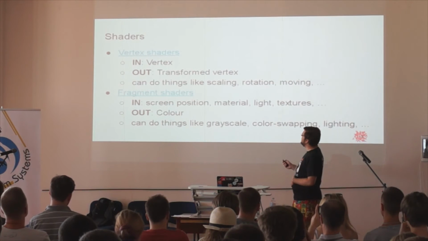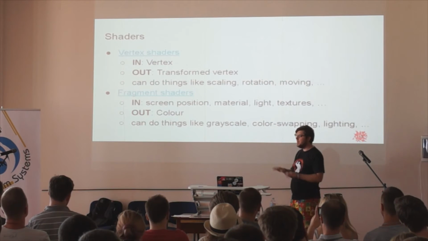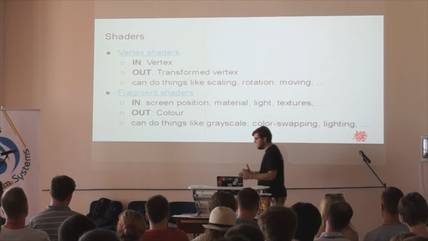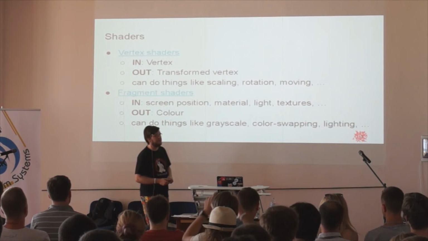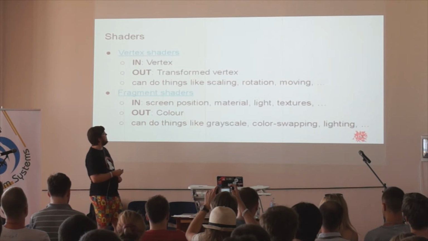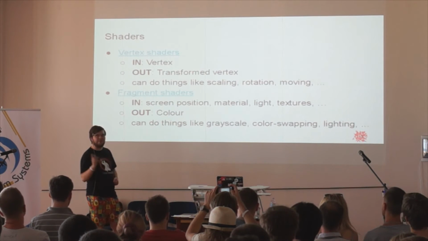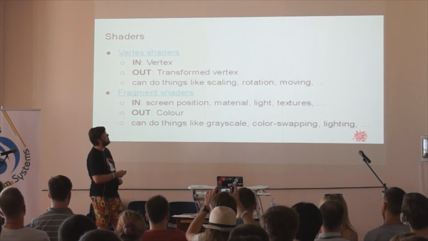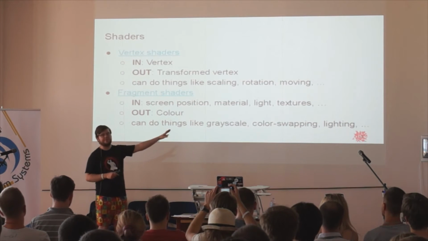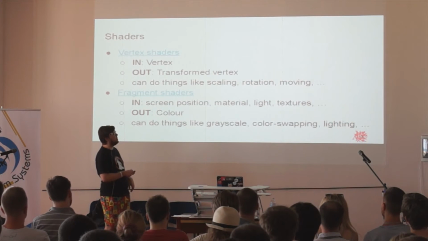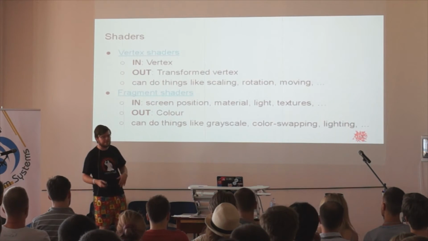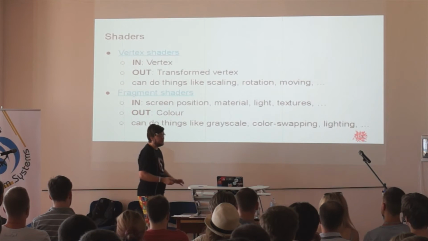Cool. We can do things like scaling, rotation, moving things around, warping things, changing the shape of something, all that works without having to touch memory in JavaScript. Then we have the fragment shader. It gets a screen position, actually a position really, a material, and can have all sorts of additional information. But basically, we give it the color that we want it to have, maybe light, maybe some image that it has to put onto this shape, and then it does the magic for us.